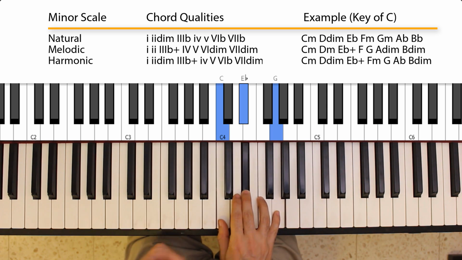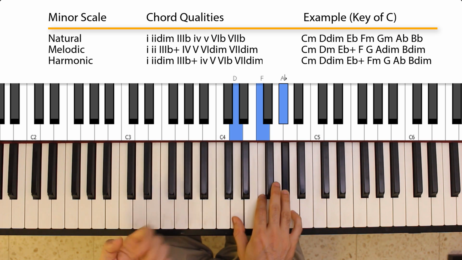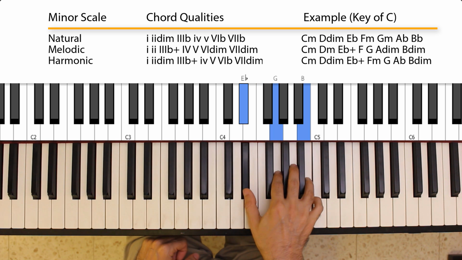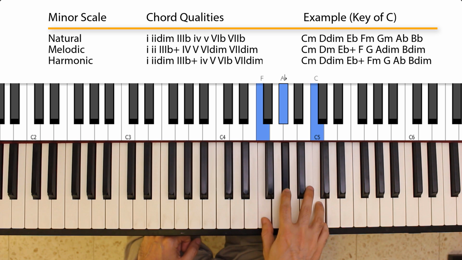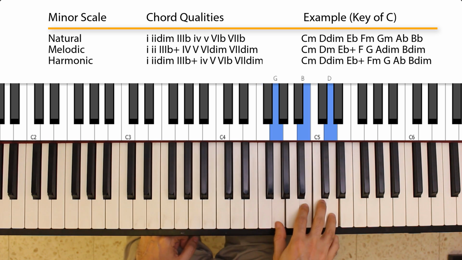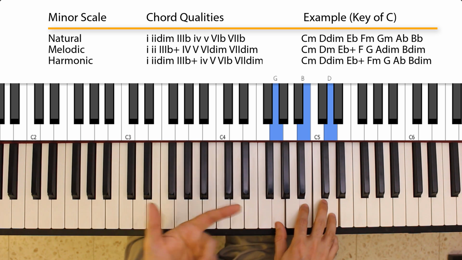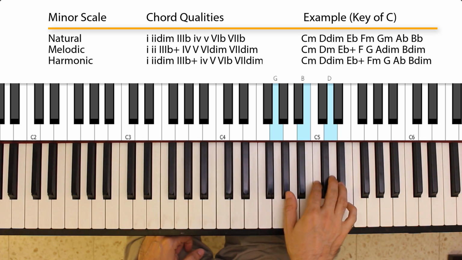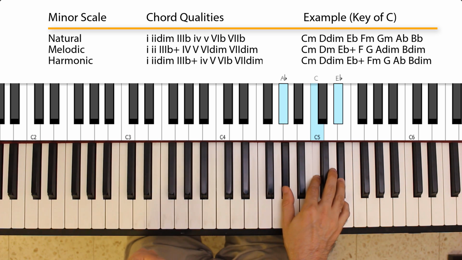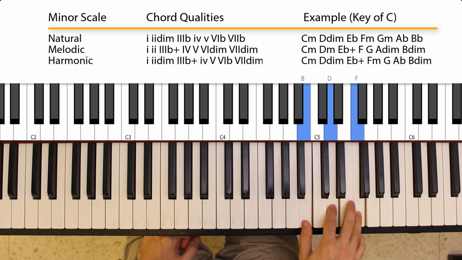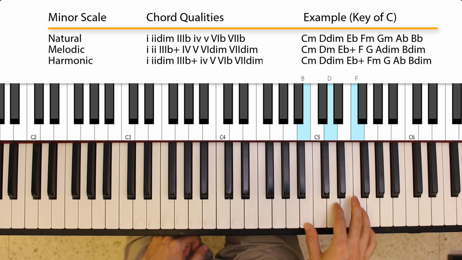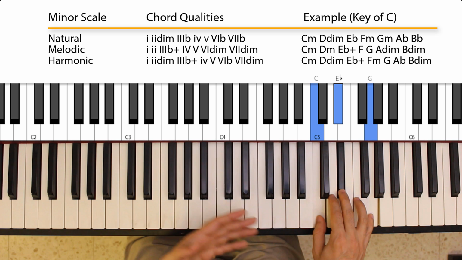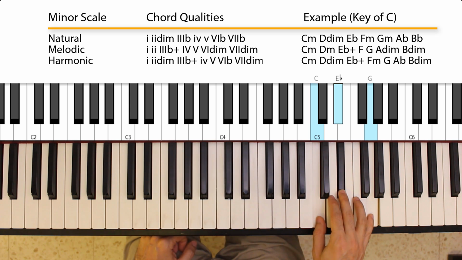A 1 minor, C minor, a 2 diminished, D diminished in the key of C, a 3 augmented, an E flat augmented, a 4 minor, an F minor in the key of C, a 5 major, which is a G major in the key of C, a 6 major, an A flat major, and a 7 diminished, which is a B diminished in the key of C, and then back to the root, which is a 1 minor, a C minor.